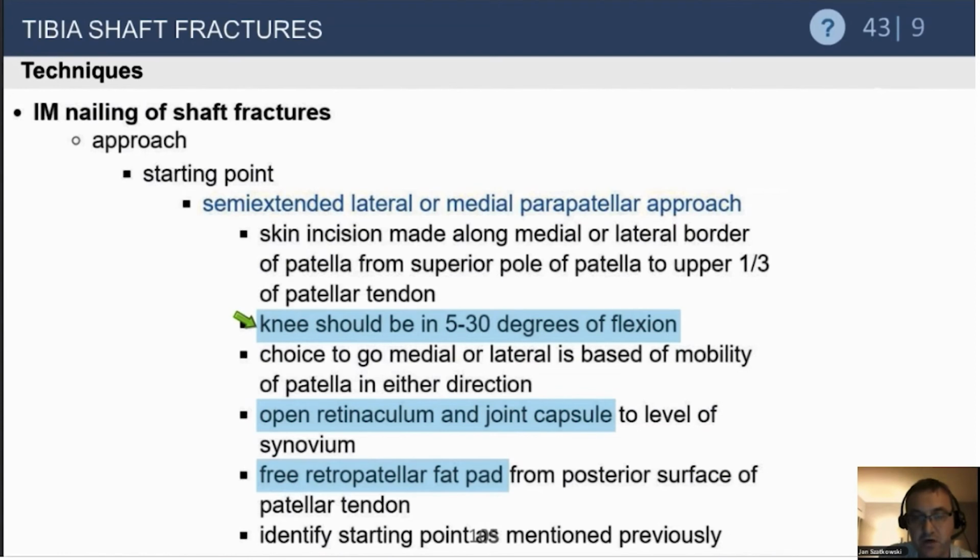trochlea of the femur. A lot of times I like to do a finger sweep to open the retinaculum and joint capsule of the synovium. A lot of people have adhesions as well when you're doing this. If you're not doing retropatellar but just a large open approach, you can excise some of the retropatellar fat pad to help you get your guide wire. And once again, the starting point's the same no matter what approach you use.